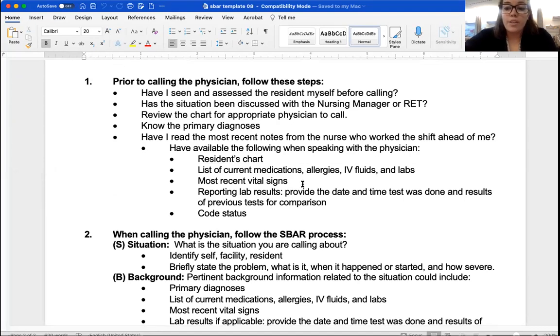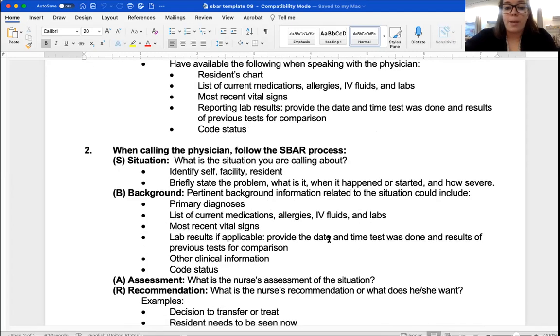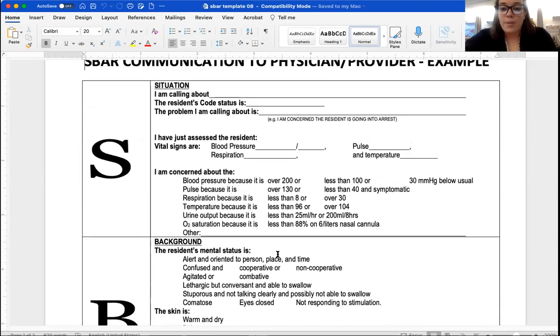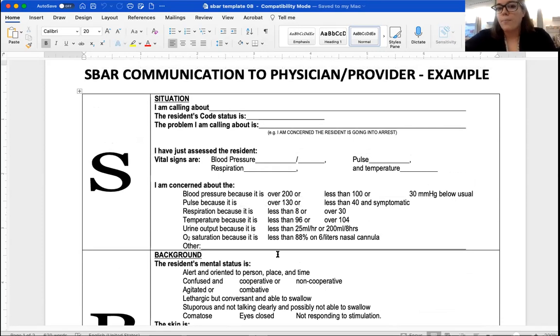You need to know your patient. Like some of their most recent data, labs, vital signs, anything that might be important for them. So as we go through this is kind of a little bit more in depth. And if you Google SBAR nursing or SBAR sheet, this is a template I found for free online. So SBAR might look something like this.